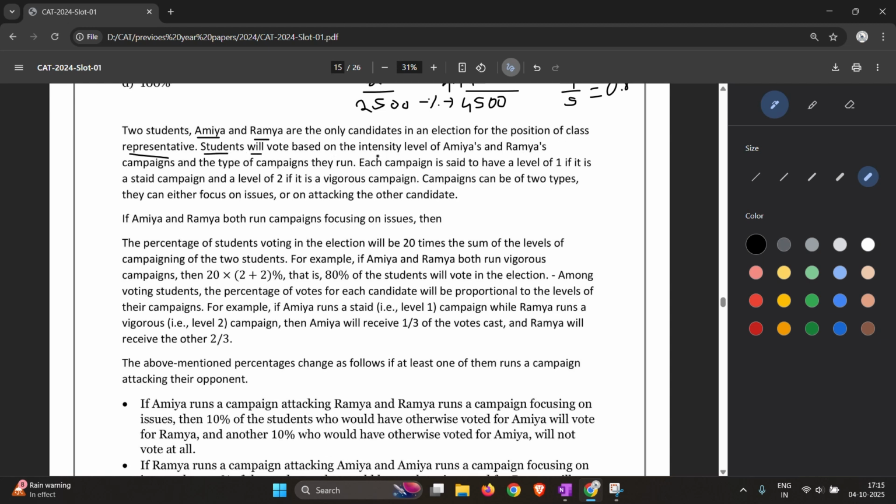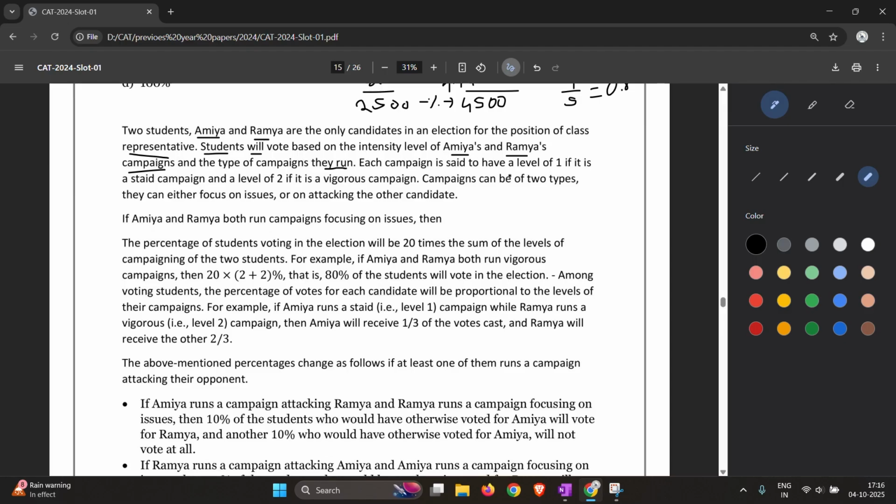Students will vote based on the intensity level of Amya's and Ramya's campaigns and the type of campaigns they each run. So there are two students, Amya and Ramya. Let's just call them Amya and Ramya, since they are easy names anyway. Both of them are running for a class election, and they have a choice in the intensity of the election that they run and the type of the campaign that they run. And based on those two variables, the student voting will be decided.